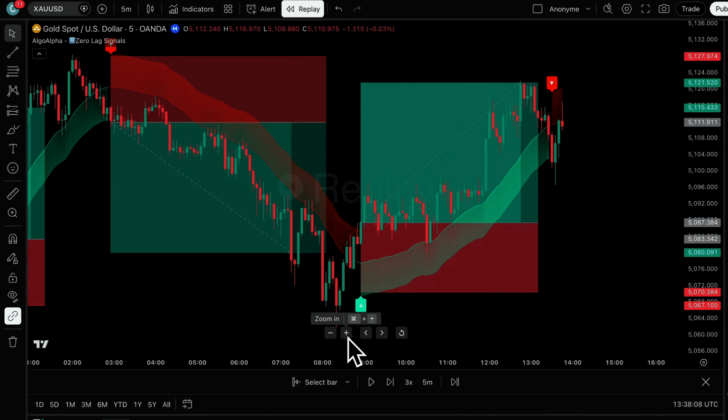It's set to 100, but we're going to change it to 50. Next, you can adjust the colors to make it more visible on the chart. Do the same thing here and confirm. You can see that this indicator will give you very precise buy and sell signals.